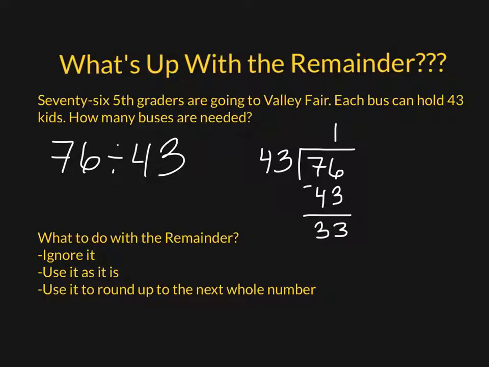So this remainder now, I have to figure out what I am going to do with it. Let's look at some things that I could do. One of the things is that I could just ignore it, meaning I'm going to ignore the 33 and just take one bus. The other thing I could do is use the remainder as it is, meaning that we could take one bus and then 33/43rds of a second bus. Or the other thing that I could do is use my remainder, knowing that I'm going to need a little bit more, and round it up to the next whole number. So instead of 1, I would have 2.